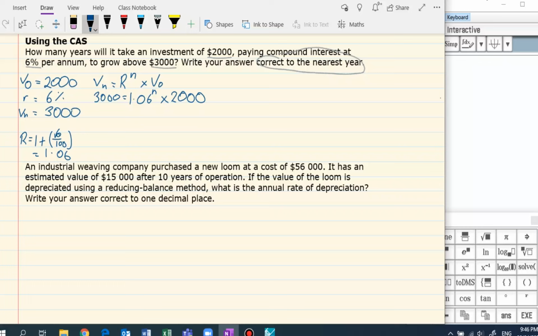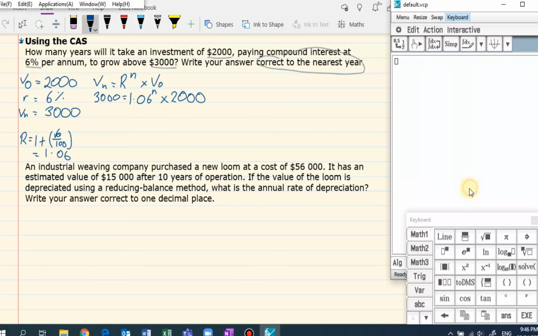Now, it says we are using the CAS to do this. We don't have to do any funny thinking. We aren't great, unless we're using logs, at finding the value of an index. So we're going to use a solve function on the CAS to punch all that in. So we're going to open your solver. Solve $3,000 is equal to 1.06 to the power of n multiplied by $2,000. Close our brackets.